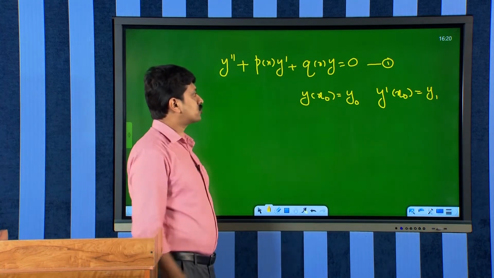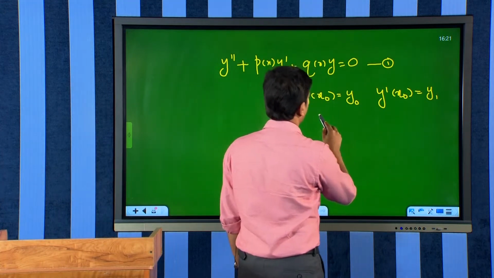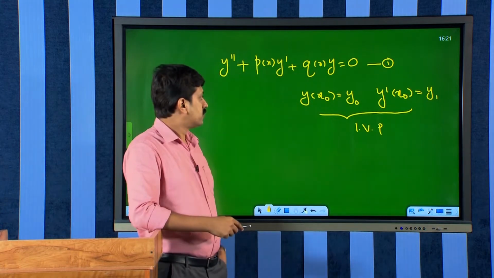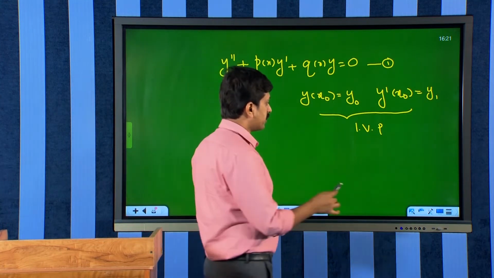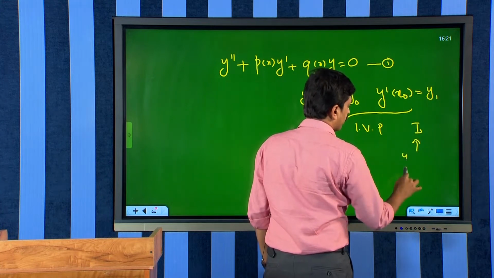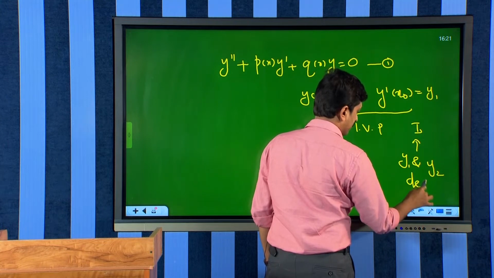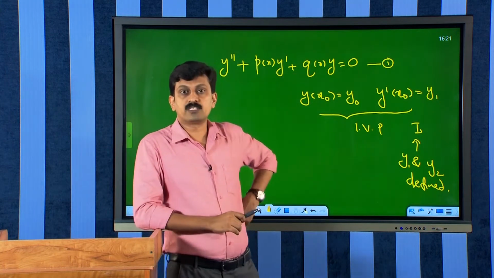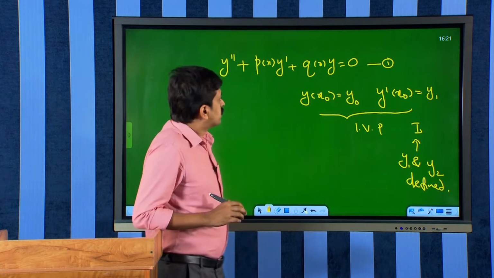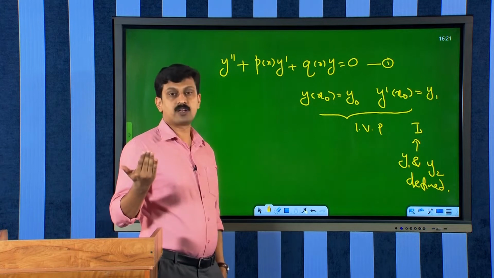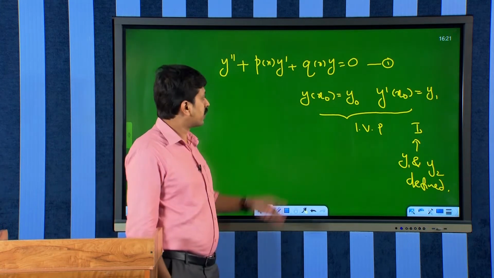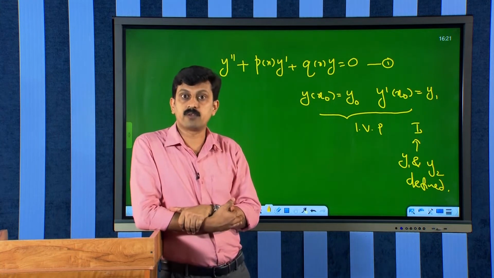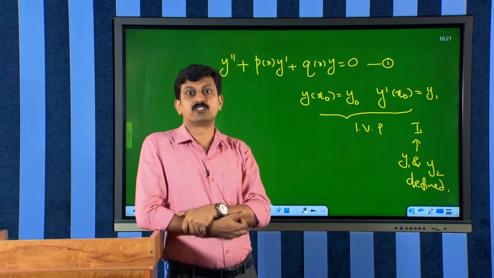If we apply these two initial conditions, we call this problem an initial value problem, simply IVP. Here x naught is the initial point on the interval I, where y1 and y2 are defined, and y1 and y2 are the two linearly independent solutions of the homogeneous linear second order differential equation. In this case we are able to get a particular solution. While applying y of x naught equal to y naught and y dash of x naught equal to y1 in the general solution y is equal to c1 y1 plus c2 y2, we will get particular values for c1 and c2.